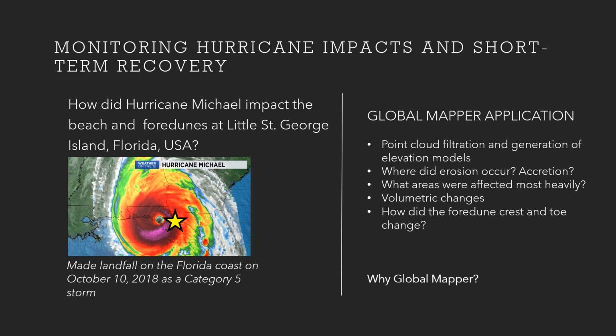And I'm going to move forward today and talk about how I've used GlobalMapper in order to do this research and quantify the results. Beginning with, of course, I use it for point cloud filtration, as well as to generate elevation models, which allow us to see right away where we see erosion occurring, where we see accretion. We use the volumetric change detection tool in order to quantify that further. And then also extracting information to determine how the fore-dune crest and toe changed as well.